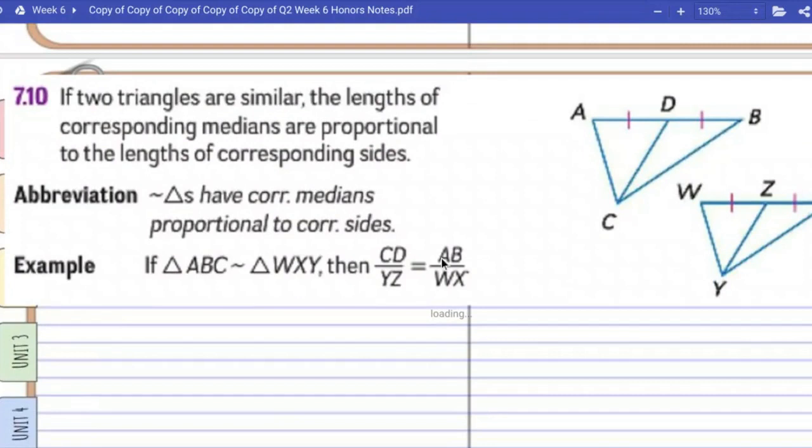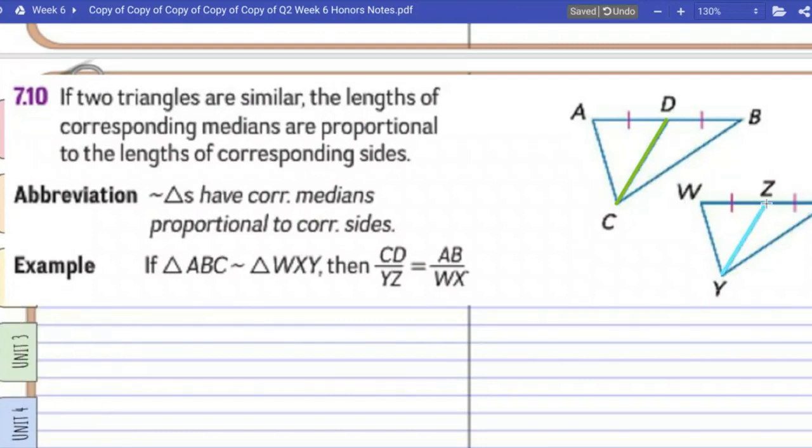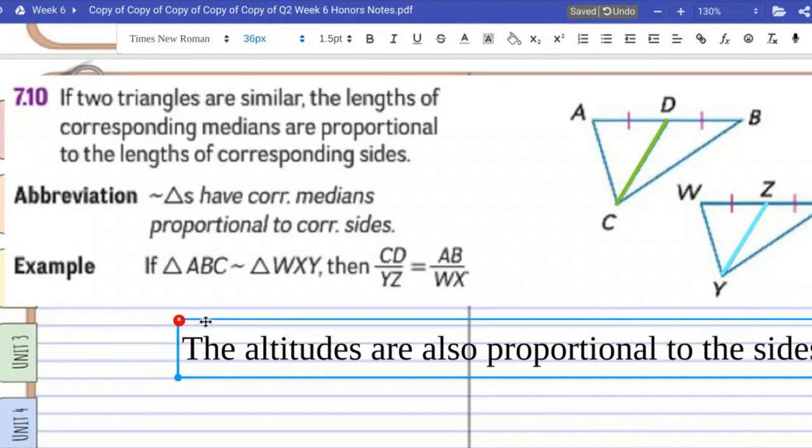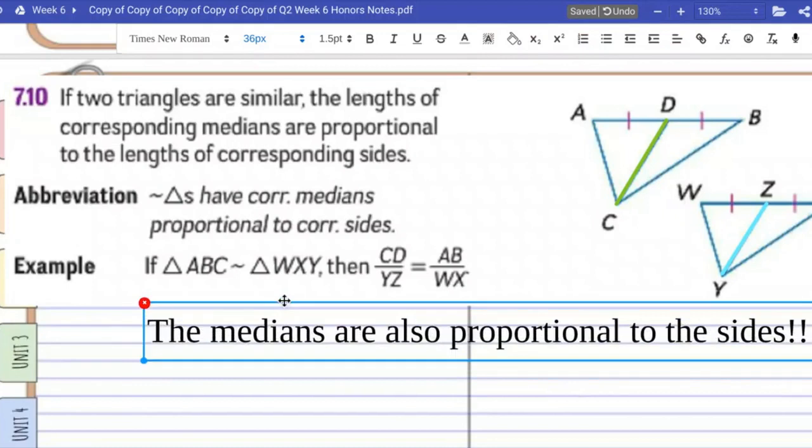When I go look at this, I'm given a bunch of medians. So here's my medians. CD is a median and YZ is a median. Guess what? These two triangles are similar. If these two triangles are similar, all the sides are proportional. And what does that mean about the medians? The medians are also going to be proportional to the sides.